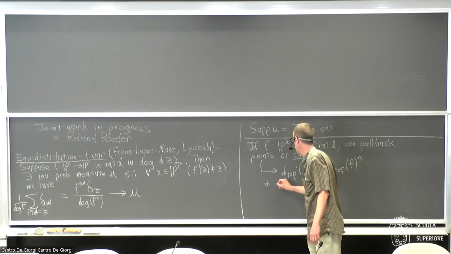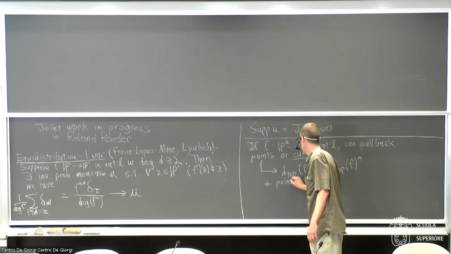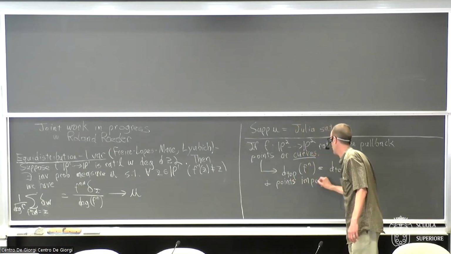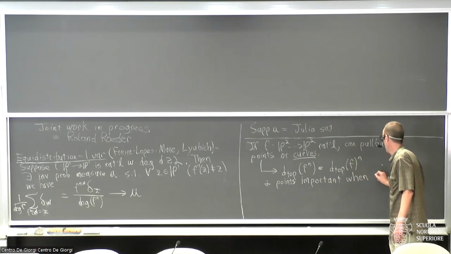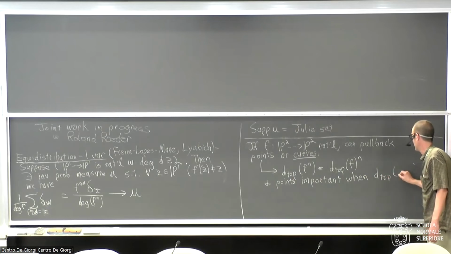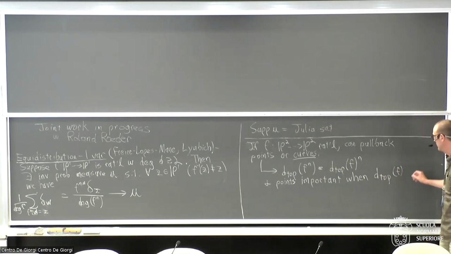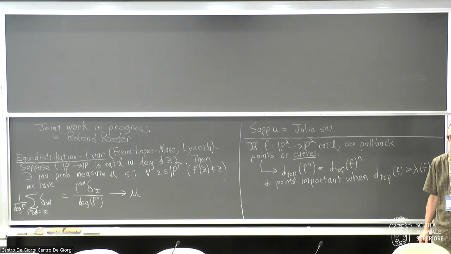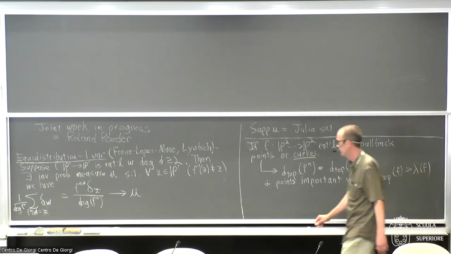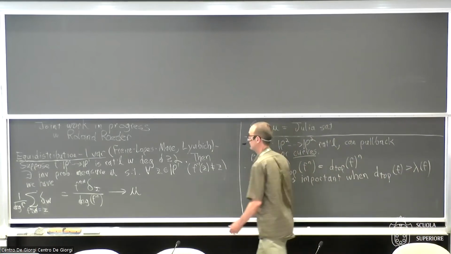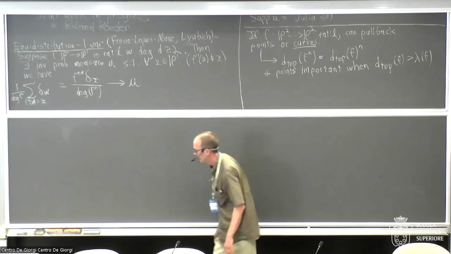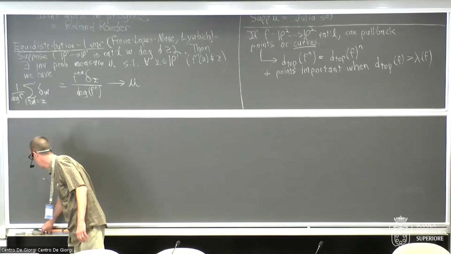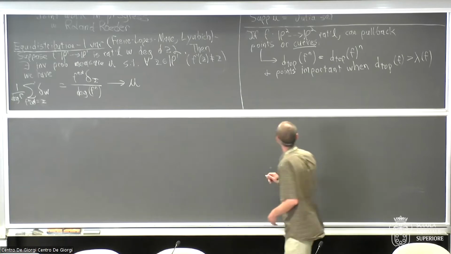Points are especially important when the topological degree of F is, there's another degree, which will come out in a second, and I'm going to call it lambda of F. And when the topological degree is bigger, points are the most important things, in some sense. Okay, nevertheless, I'm going to focus on curves.